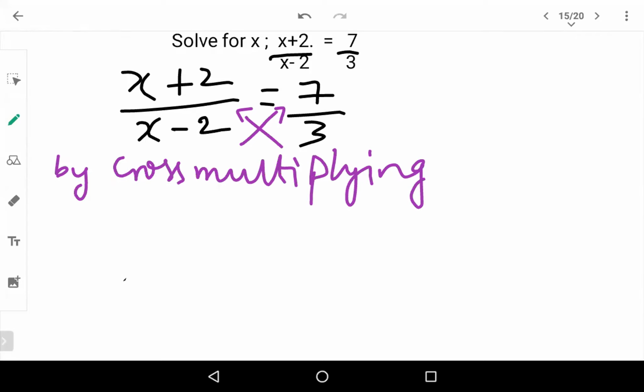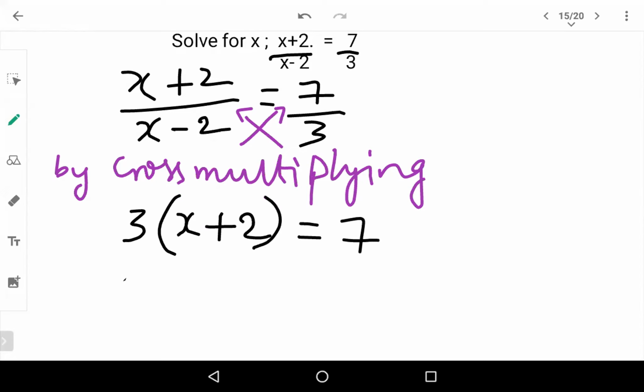3 will go to the other side. Very good. Many of them are getting the answers. Keep solving. So 3 into x plus 2 is equal to 7 will remain as it is. So I'm going to take x minus 2 to the other side, x minus 2. Okay. Now what is the next step? We are supposed to remove the brackets.